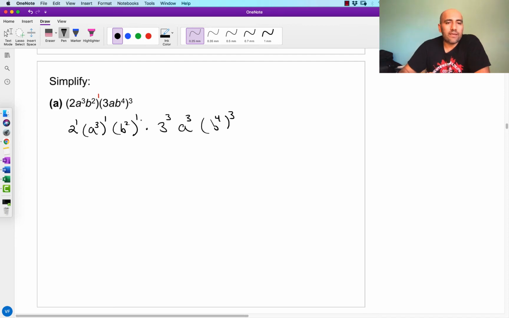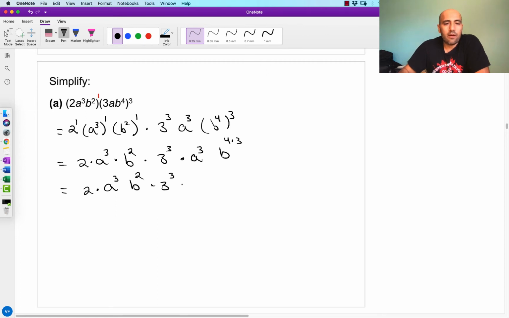All right, well, any number raised to the power of 1, that's boring. It's not going to change anything. So that's just going to be 2 times a to the third power times b to the second power times 3 to the third power times a to the third power, and then b to the fourth raised to the third, we know that that must be b to the power of 4 times 3. So that'll be 2 times a to the third power, b to the second power, 3 to the third power, times a to the third power, b to the 12th power.